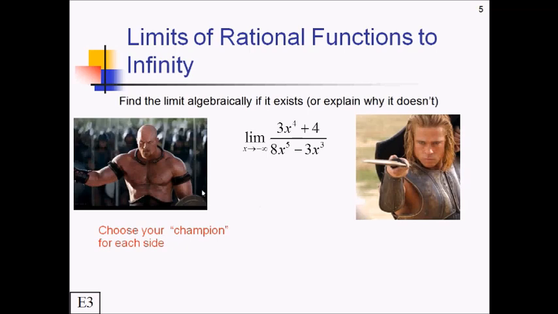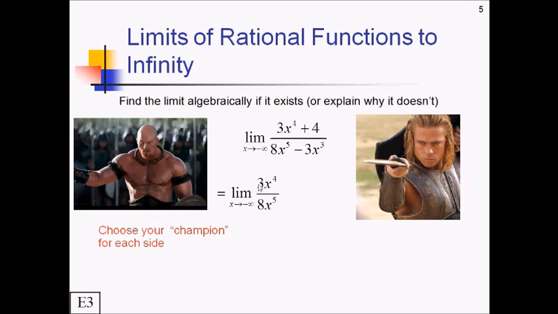So it's kind of like in ancient times when there were two armies squaring off and you just pick your biggest and baddest guys to go fight each other. So pause the video and get rid of everything that's not the biggest term in the numerator and denominator. So hopefully you rewrote this as limit as x approaches negative infinity of 3x to the fourth over 8x to the fifth, because those are the fastest growing terms on the top and the bottom.